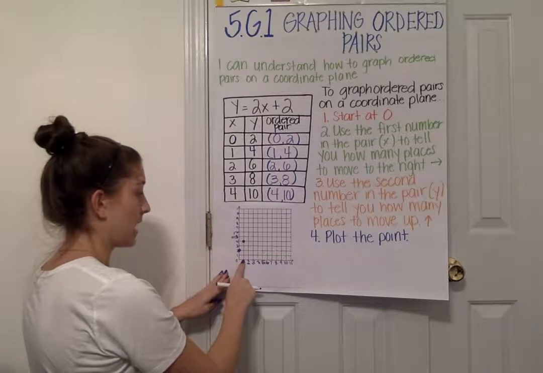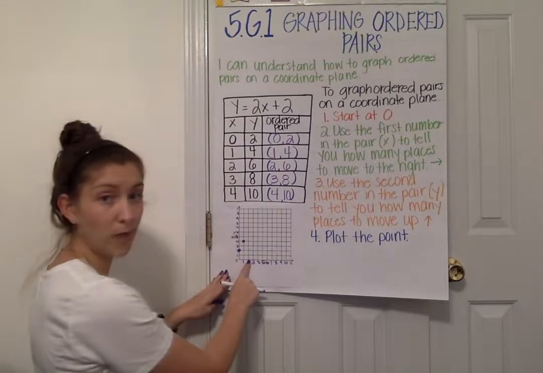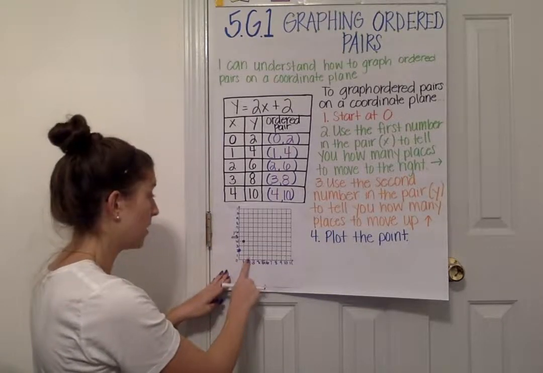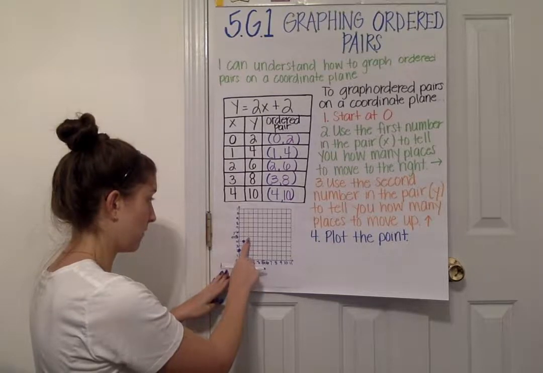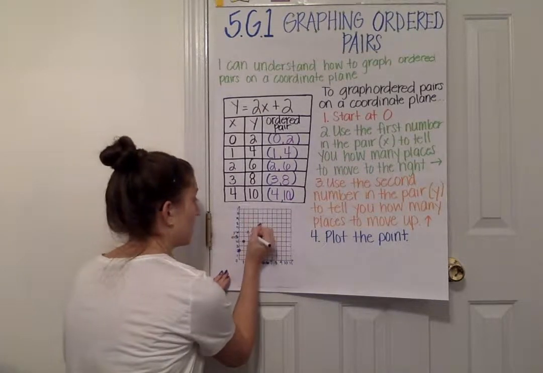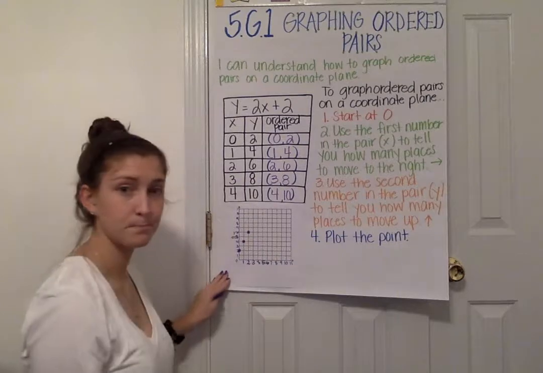Okay? Next ordered pair is 2, 6. I move to the right 2. I move up 6 times. 1, 2, 3, 4, 5, 6. I'm going to plot my point right there.